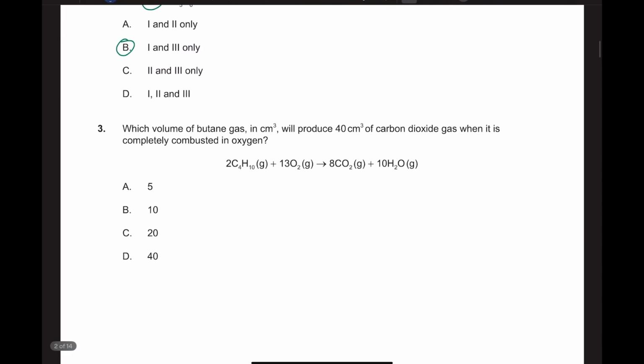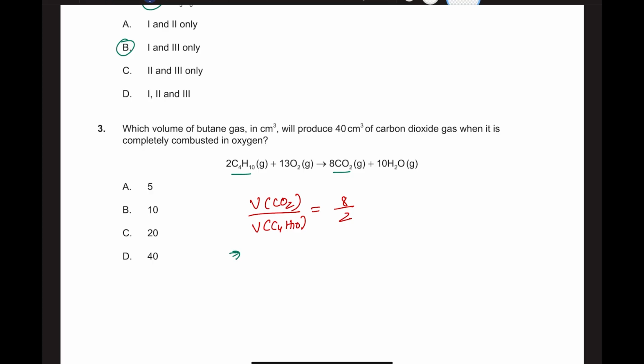Next, which volume of butane gas will produce 40 centimeter cube of carbon dioxide gas when it's completely combusted in oxygen? So I need to find the volume of butane. I know the volume of CO2. So instead of moles, I can also use the volume ratio. So volume of CO2 by volume of C4H10 will be equal to 8 over 2, which are the stoichiometric coefficients of CO2 and C4H10.